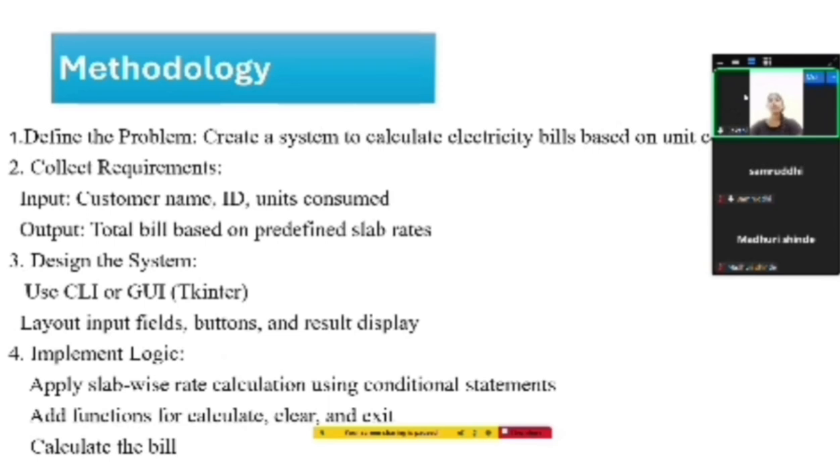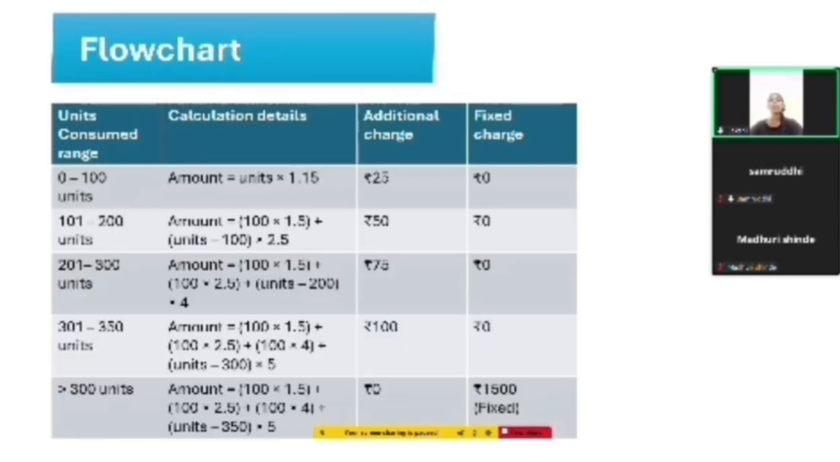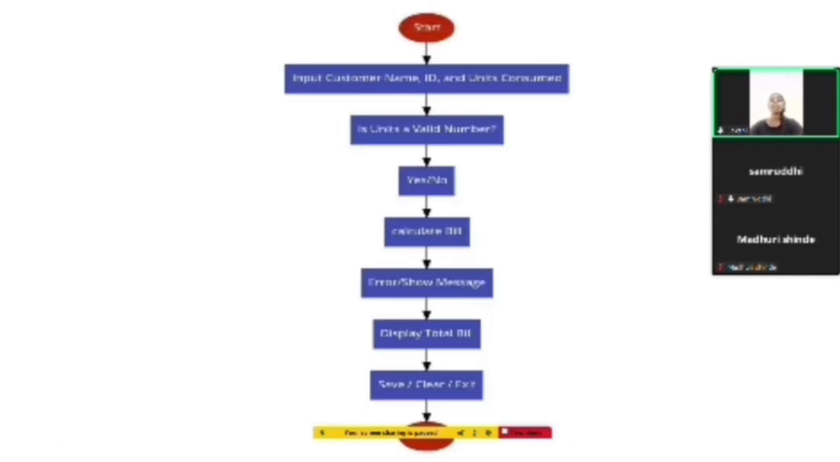There is a flowchart with four columns: units consumed range, calculation details, additional charges, and fixed charges. For 0 to 100 units, the calculation is amount equals units into 1.15, additional charges will be 25 rupees, and fixed charges will be 0. There is another flowchart. The first step is start, then input consumer name, ID, and units consumed. Then check whether the units are a valid number, yes or no. Then calculate the bill, or on error show a message, and display the total bill, and save, clear, and export to Excel.